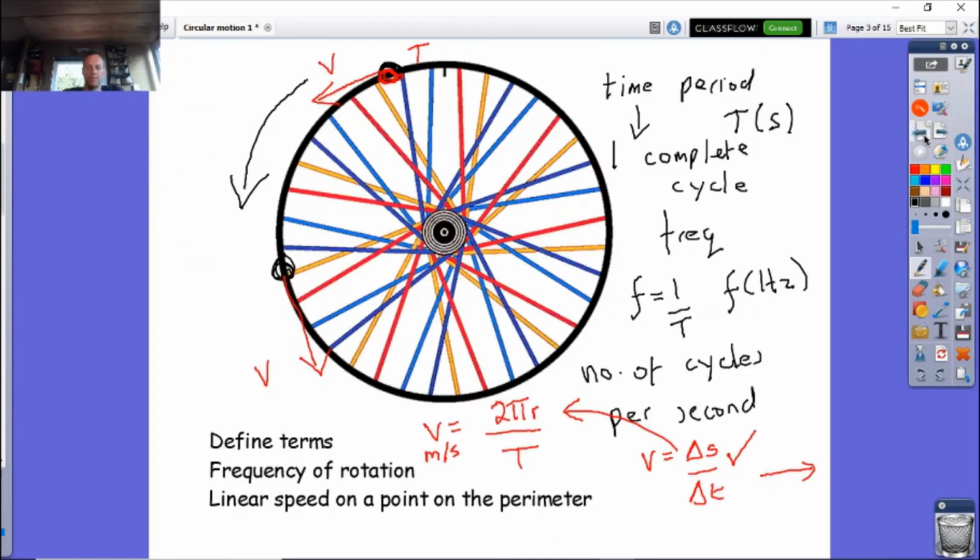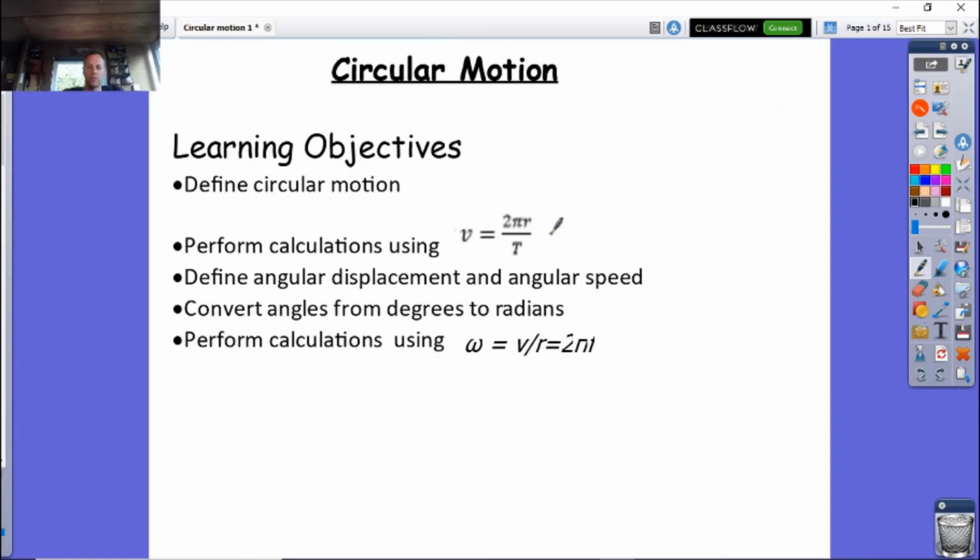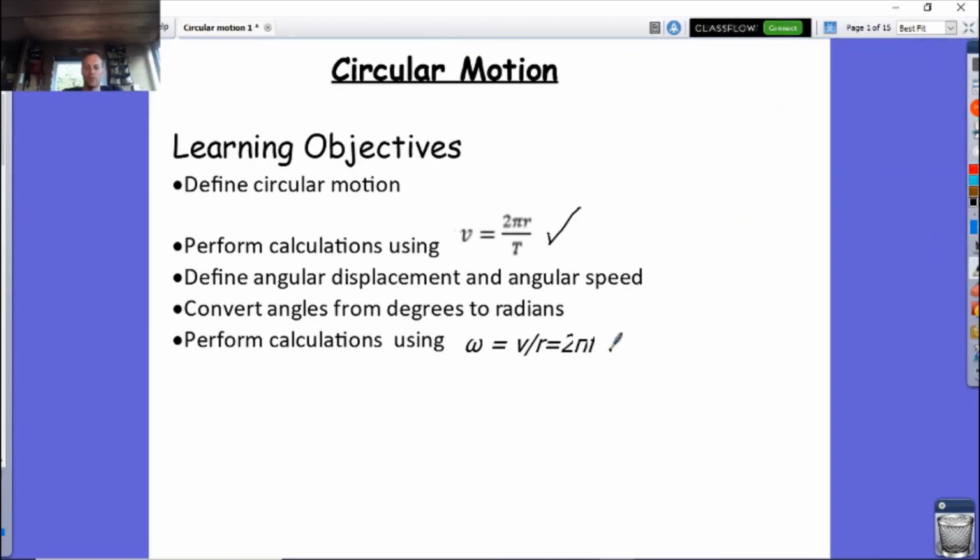So, to recap, we've gone through that equation there and this equation here, and we've been able to find angular displacement and angular speed. And we convert angles from, well, we haven't done that. That was actually part, to be honest, of your prep work.